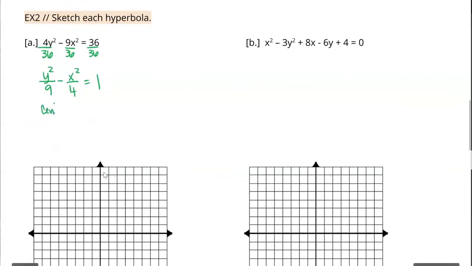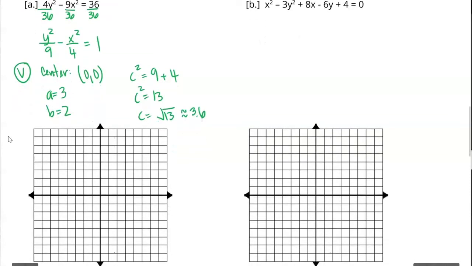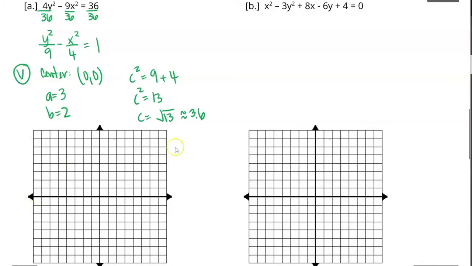So our center is going to be at 0, 0. This is going to be a vertical transverse axis because the y piece is positive and the x piece is negative. The A value is going to be 3, B value is 2, and then I can find the C value from that. And the square root of 13 is between 3 and 4. I think it's about 3.6. Okay, so let's graph this thing.